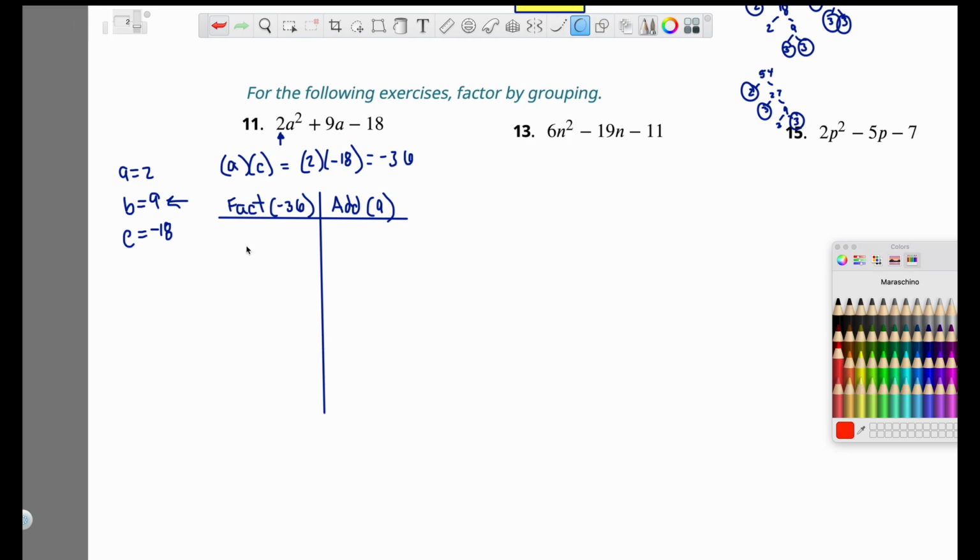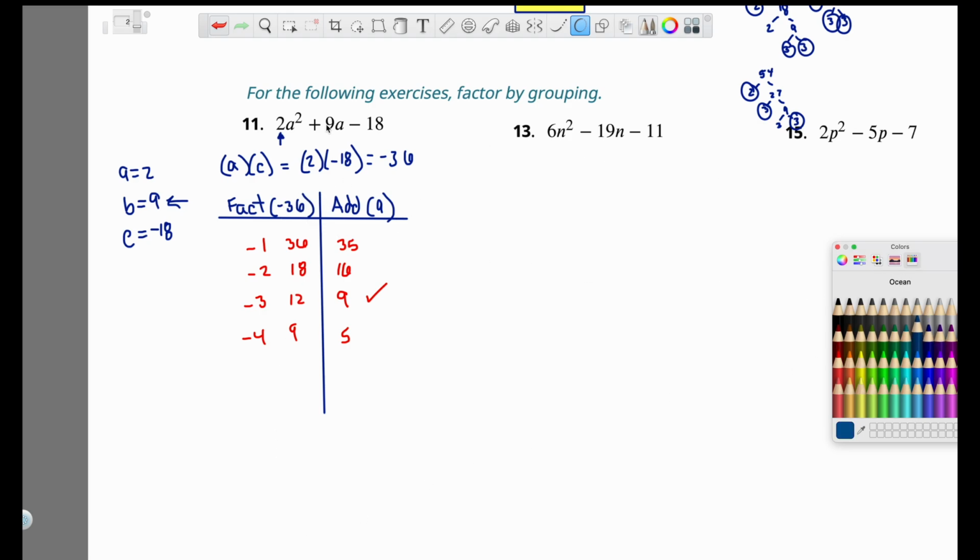Okay, factors of negative 36 that add to 9. So we got negative 1 and positive 36. That's 35. That didn't work. Negative 2 and 18. That gives me 16. That didn't work. Let's see. Negative 3 and 12. That adds up to 9. That does work. We do like that. Negative 4 and 9 is 5. And that didn't work. So I think we see right here, negative 3 and 12 are the two factors of negative 36 that add to 9.